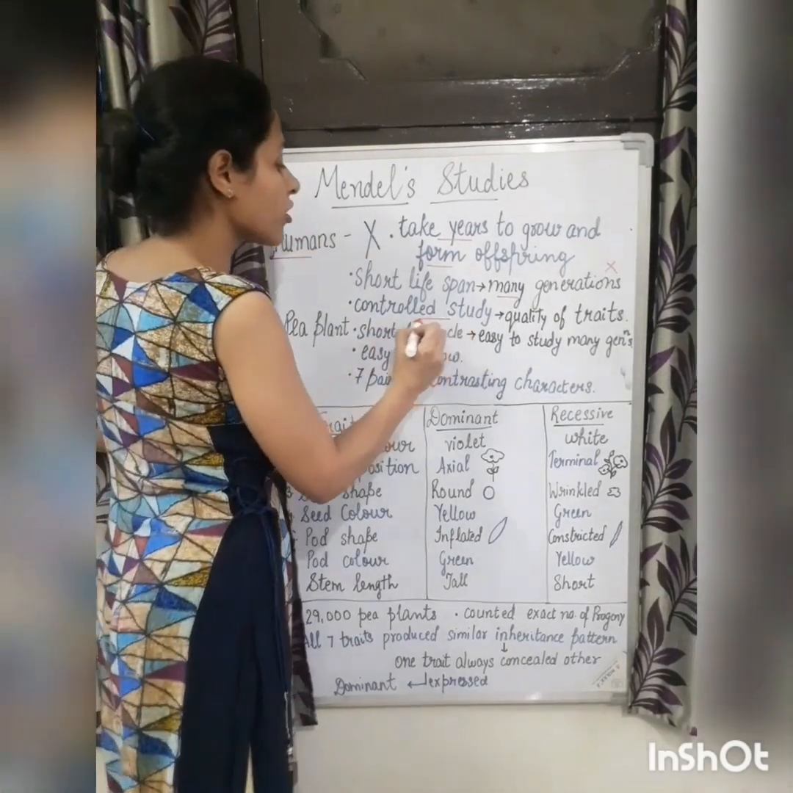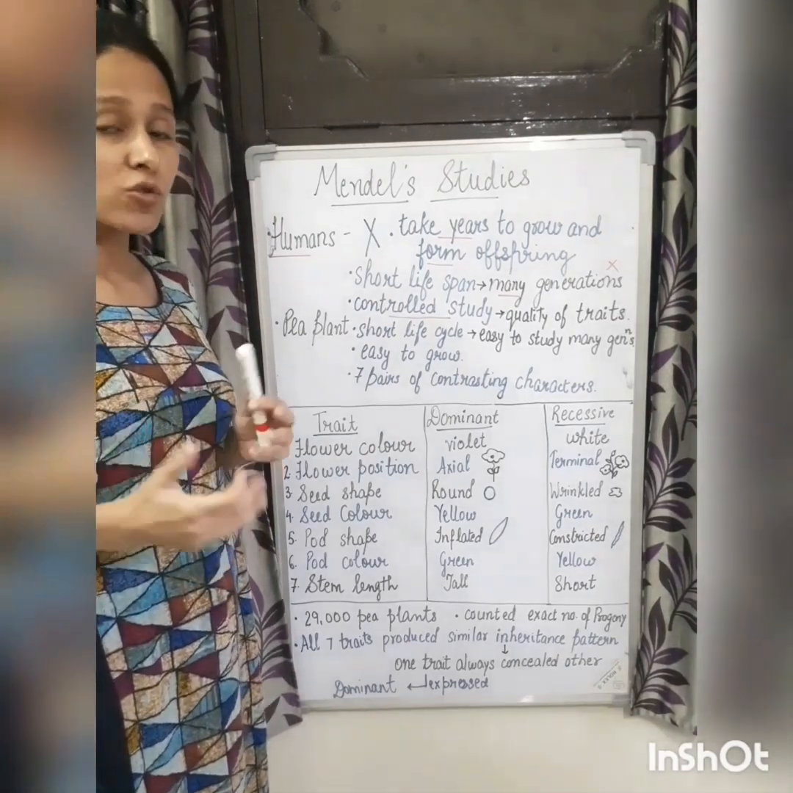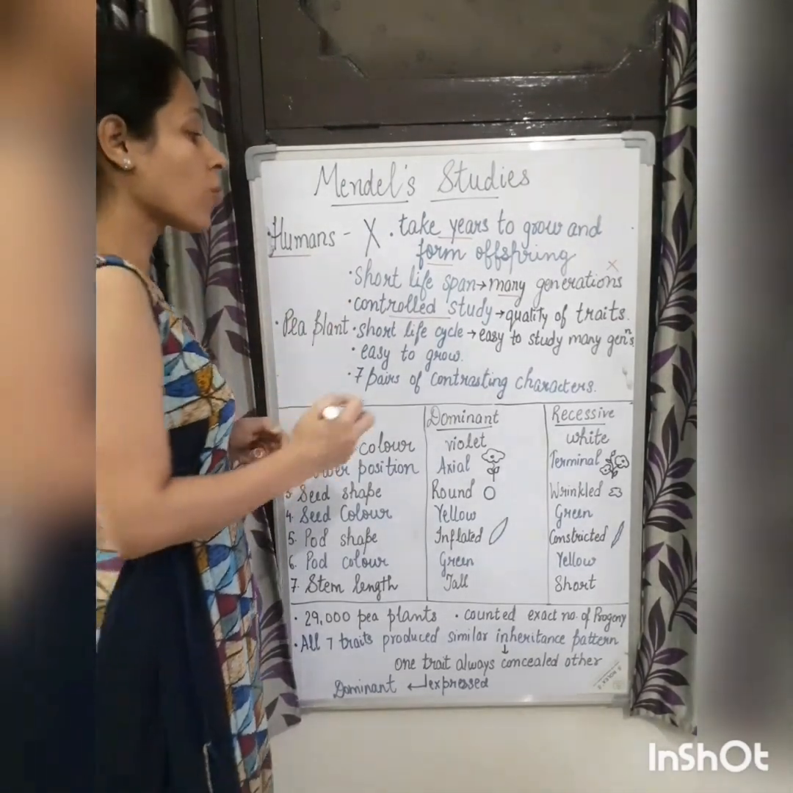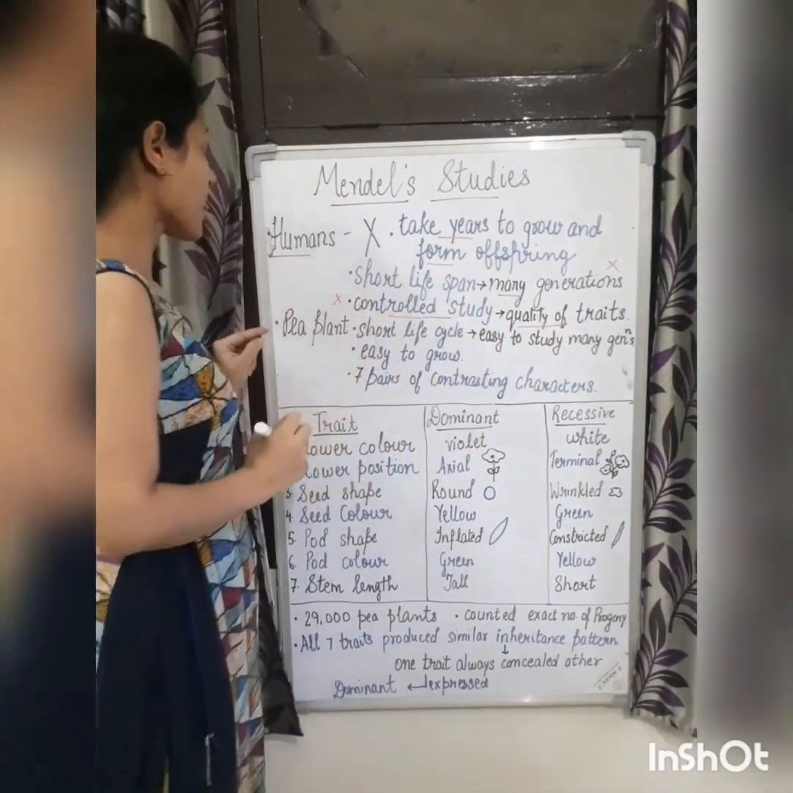Secondly, there cannot be a controlled study on humans. I mean, if the number of offspring has to be studied and if a particular trait has to be studied, the quality of traits cannot be controlled in humans.